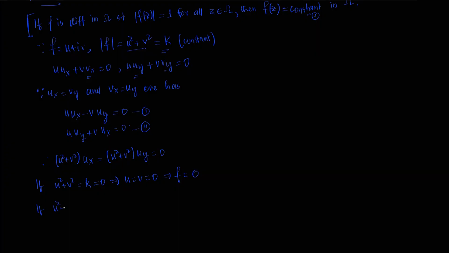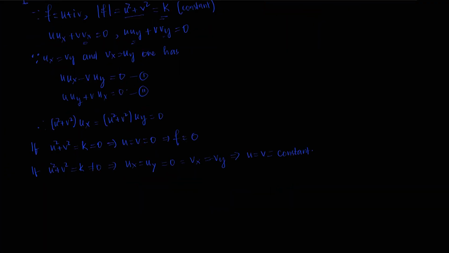If u squared plus v squared is not equal to 0, what does that imply? It will imply that u_x equals u_y equals 0, and that will imply that v_x equals v_y equals 0, by the Cauchy-Riemann equation, right? u_x equals minus v_y, so that will imply that u and v are both constant.